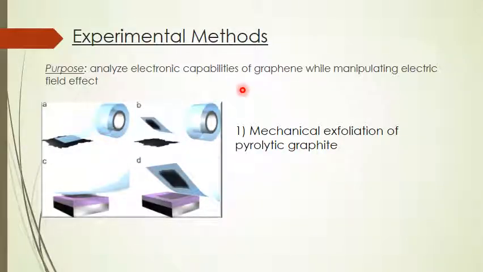So the researchers in the paper I read sought to analyze the electronic capabilities of graphene while manipulating the electric field effect upon the material. They began by harvesting a film of graphene from a raw graphite sample. They did this by mechanical exfoliation of pyrolytic graphite, which in everyday terms is just repeated taping and peeling of the raw graphite and producing a film that can be deposited on a substrate, in this case silicon oxide.